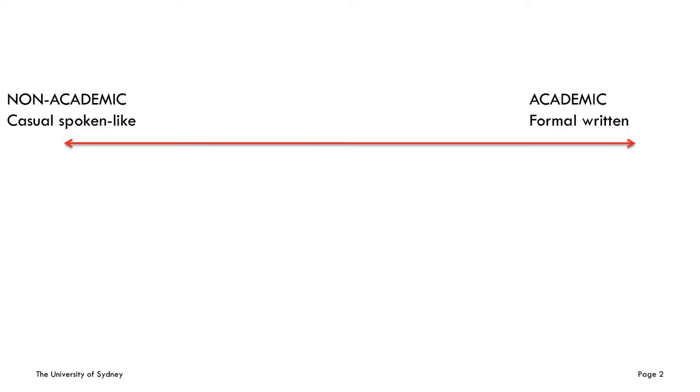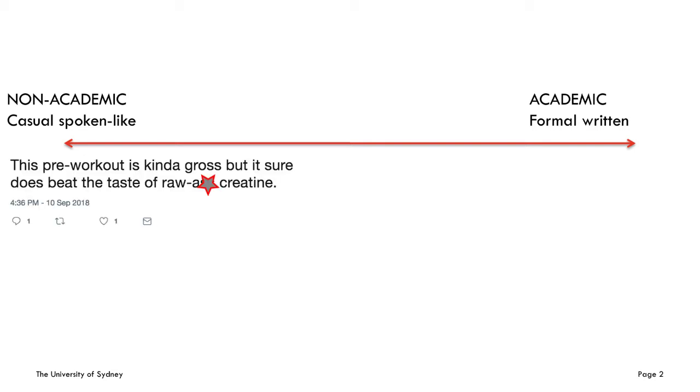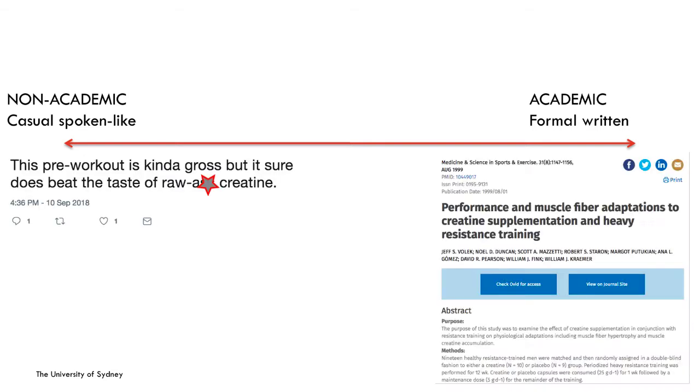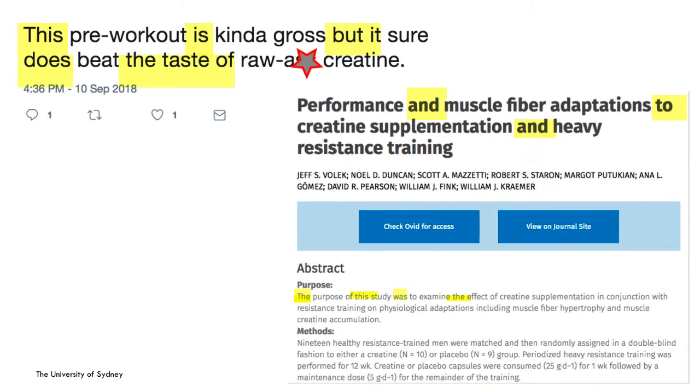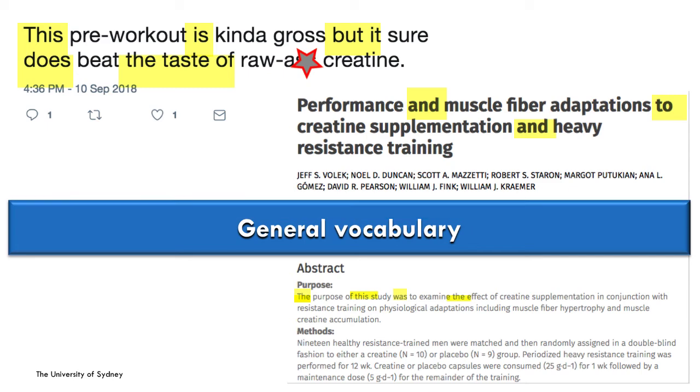The distinction between academic and non-academic is more of a continuum rather than a black and white dichotomy. Even if we compare the two extremes of the spectrum, a tweet and a research article, for example, there will be words that are common to both texts. These are words that are highly frequent in any text, regardless of its purpose and context. We'll call these general vocabulary. This will make up from 50 to 80% of any English text.